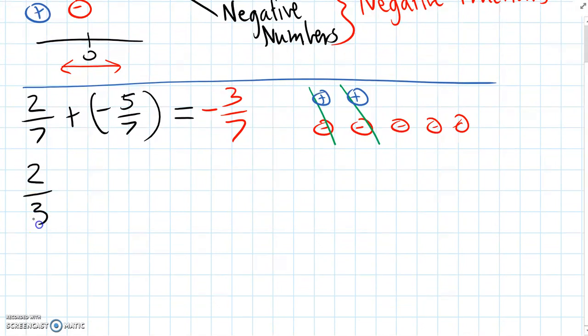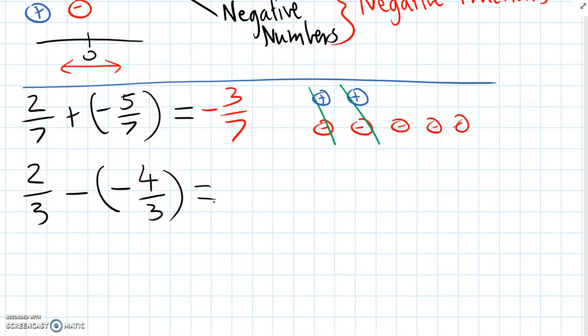Next we have 2/3 take away negative 4/3. So again, we have a common denominator. We can go straight to finding the answer. And we can remember that subtracting negatives is the same as adding. So for this one, we can rewrite it as 2/3 plus 4/3.